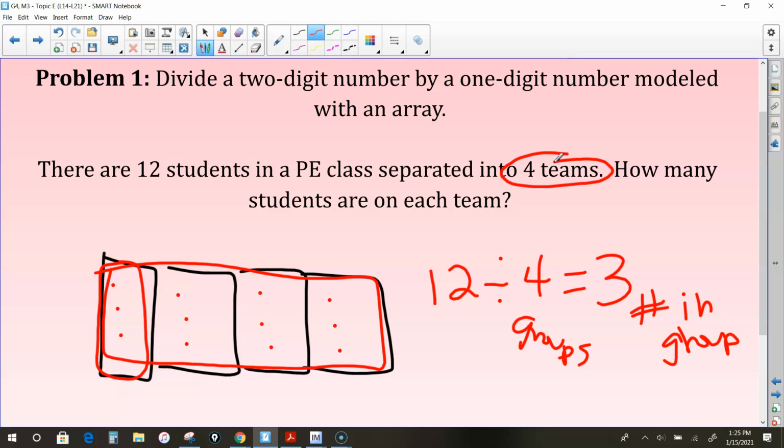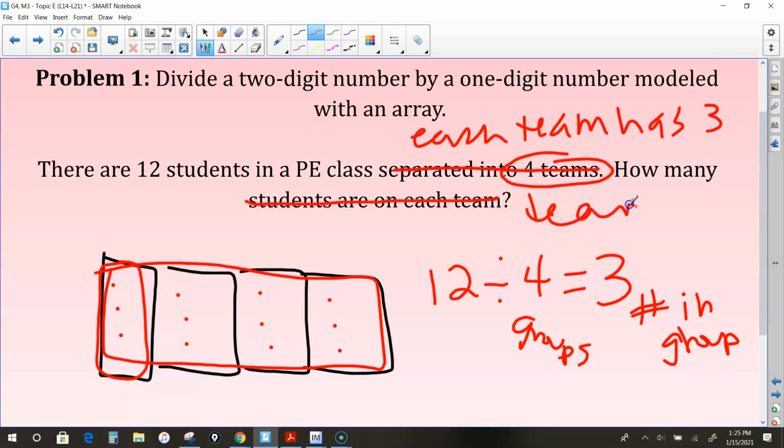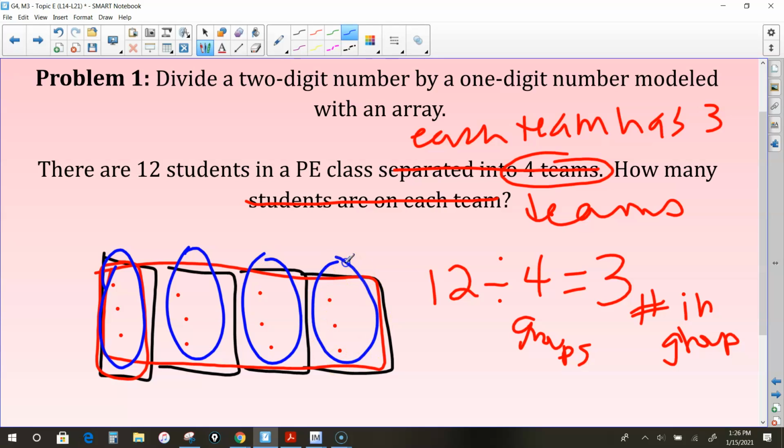Now, if we wrote this problem a little differently and said there are 12 students in the PE class, and instead of separating them into teams, we say each team has 3 students, how many teams are there? We would be doing the same problem, because here if we put them in groups of 3 and circle them, there's a group of 3, a group of 3, a group of 3, and a group of 3. Then we can see that we have 1, 2, 3, 4 teams.